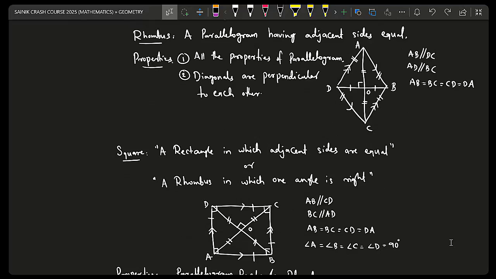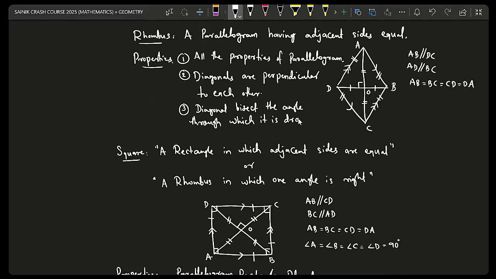Yes, sir. So what are the properties of a parallelogram? We have the diagonals bisect each other, opposite sides are equal, opposite angles are equal, adjacent angles are supplementary. Everything will be satisfied in rhombus. But some extra property is there in rhombus, that is the diagonals are perpendicular to each other. We can add one more property also here, that is diagonals bisect the angle through which they are drawn.